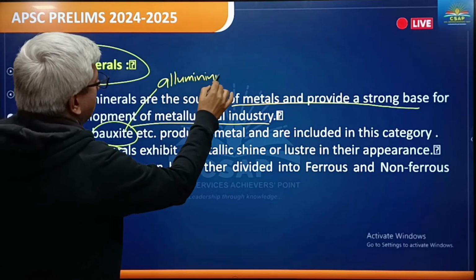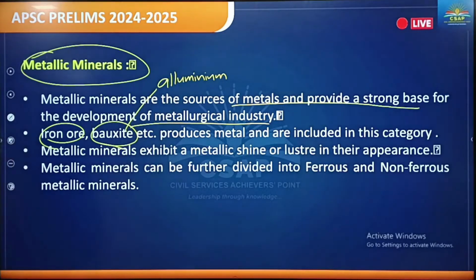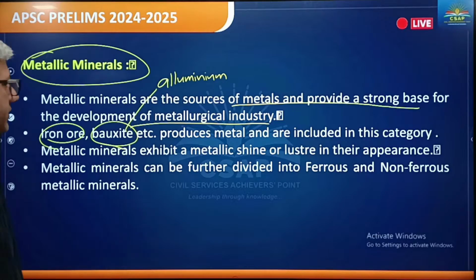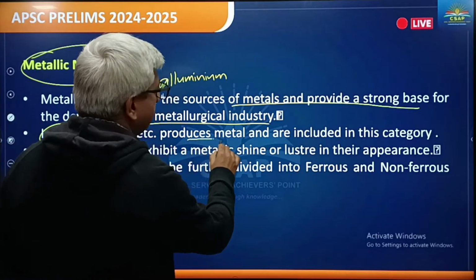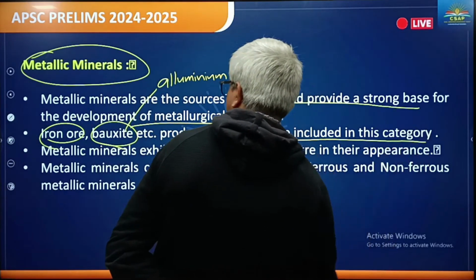And we know the importance of aluminium. It is a very hard metal, and comparatively very light, the lightest. It produces metal and is included in this category.